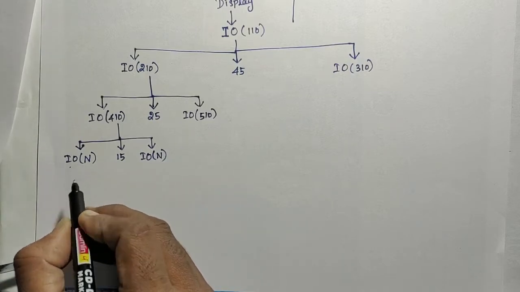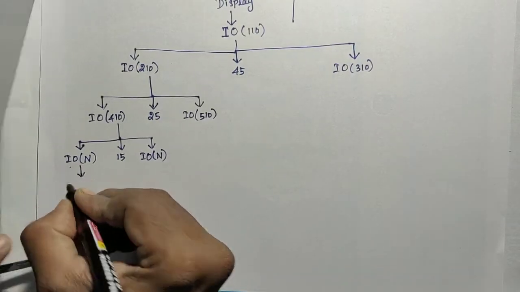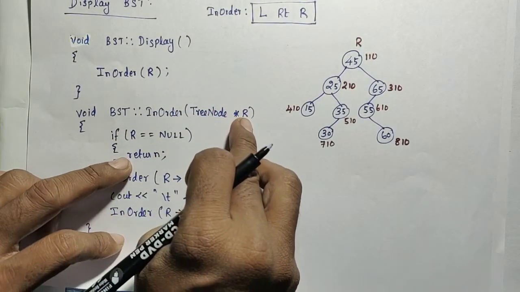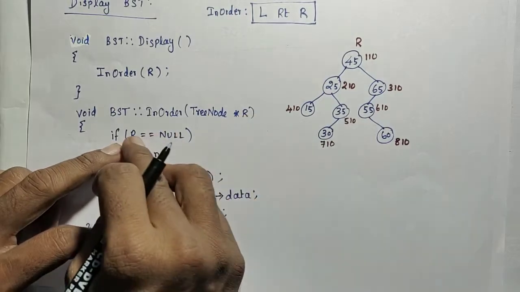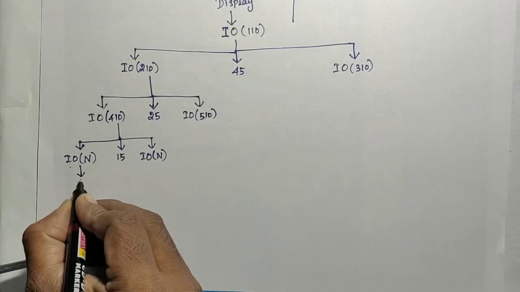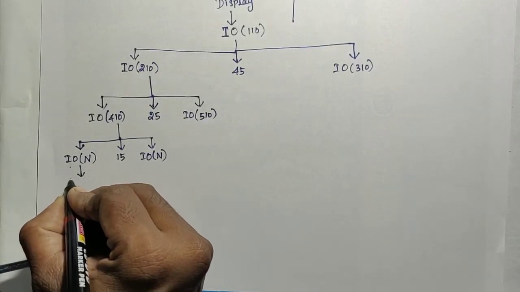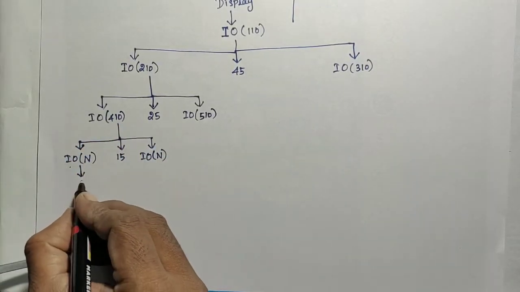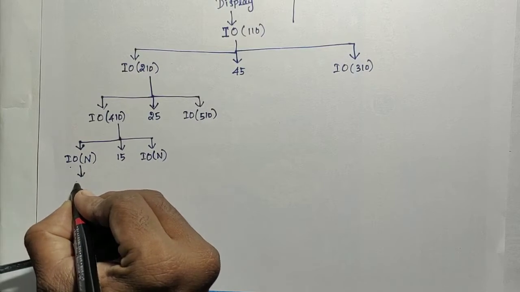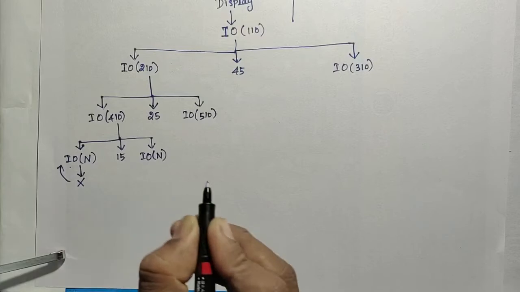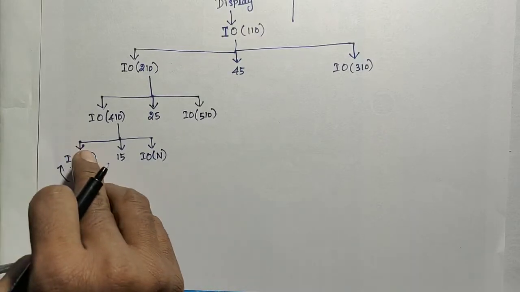Okay, this function call is over. So now we expand this one, that is IO of N. So in this recursive call, this time the R is receiving the null. So R equal to null means return. Return means go back to the parent who has called. It will not do anything here, just return to the caller. It will not get expanded, it just goes to that caller.